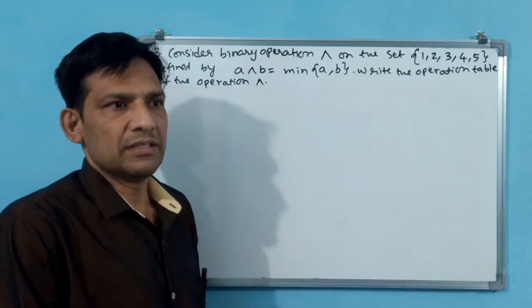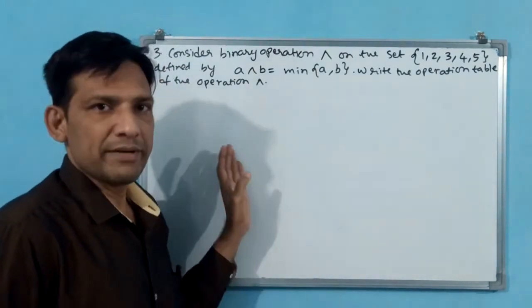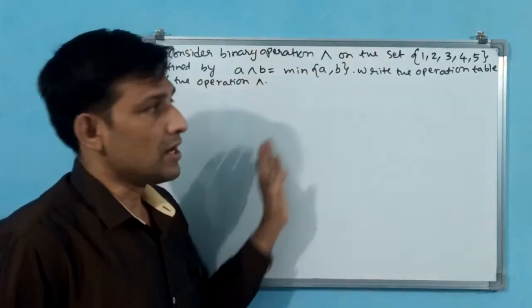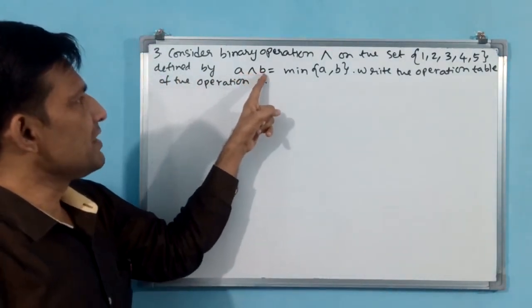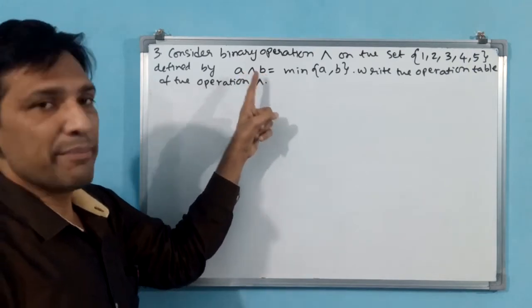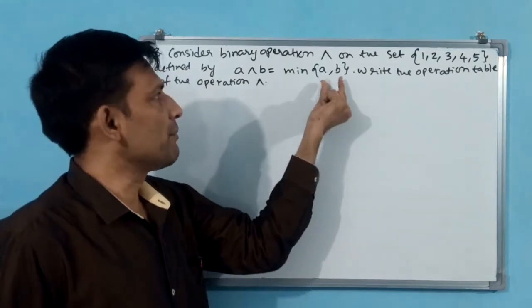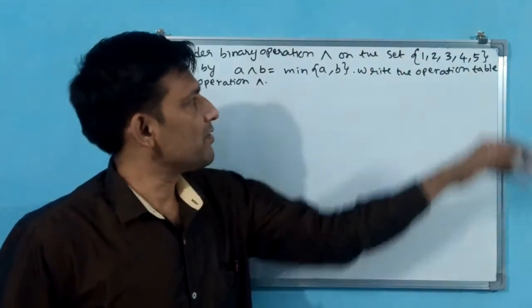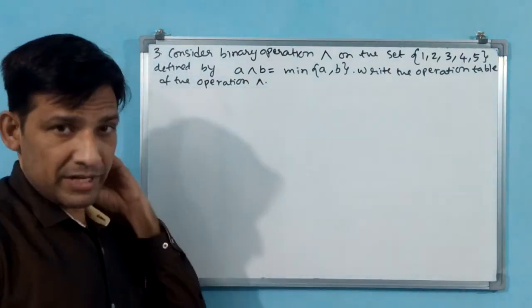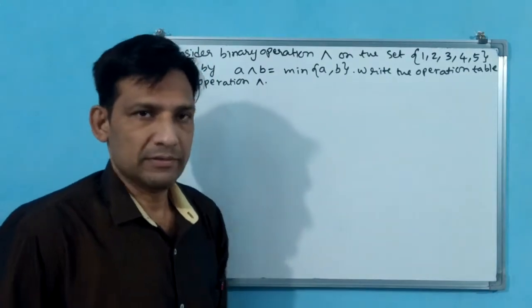I think in the concepts I have explained how to write the min operation table for 1, 2, 3. Defined by A inverted V B, you have to call it A min B is equal to min(A, B). That means you have to take the minimum number between A and B. Write the operation table of the operation min. We have to write it for 1, 2, 3, 4, 5.